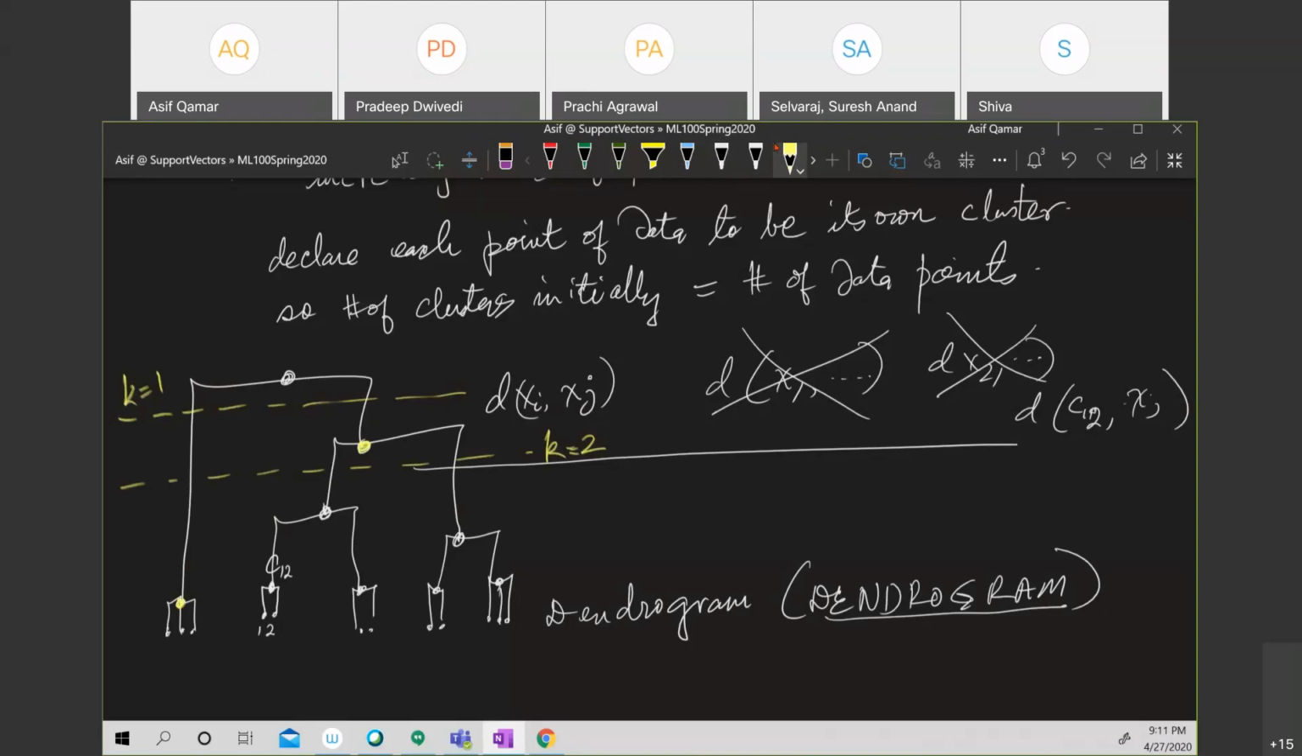Sorry, this is k is equal to 1 will give you 2 clusters. Sorry, 2 clusters. This cluster and this cluster is k is equal to 2. K is equal to 1 is here at the very top. This is k is equal to 3, because there are 3 lines cutting this horizontal line. So 3, and likewise, you can keep on increasing.